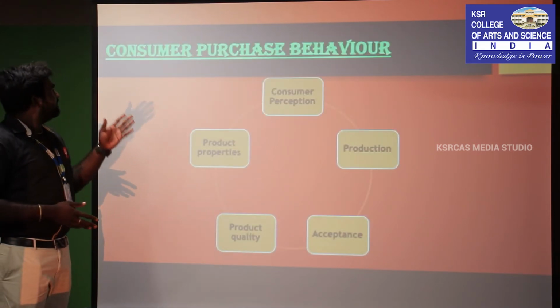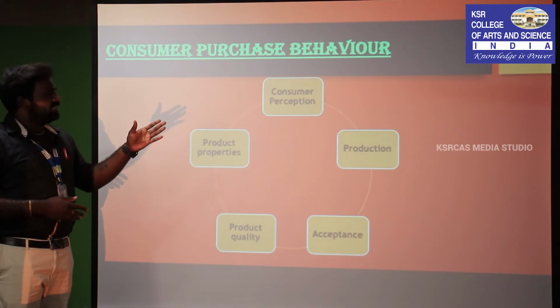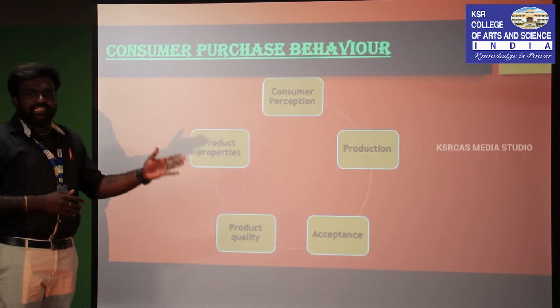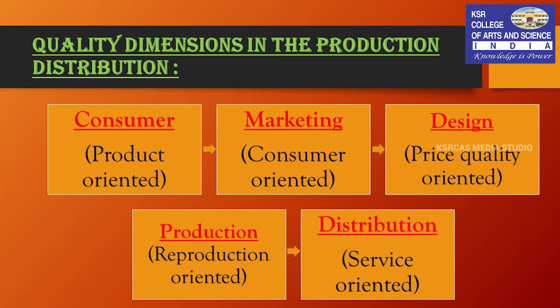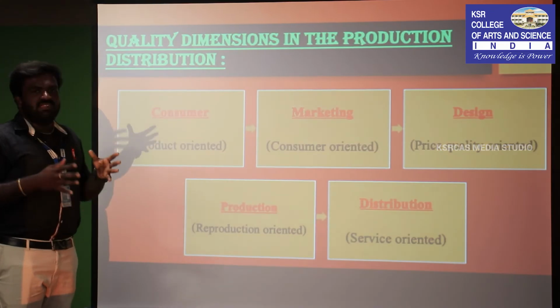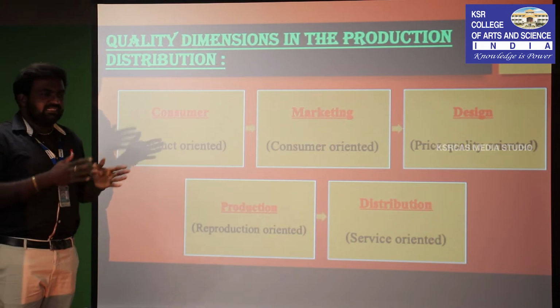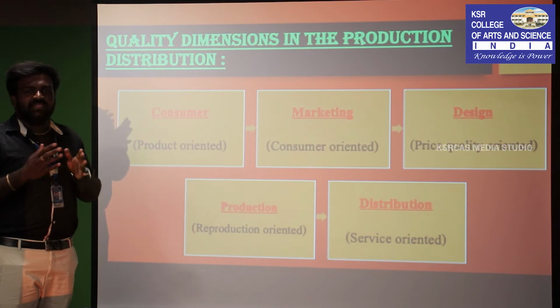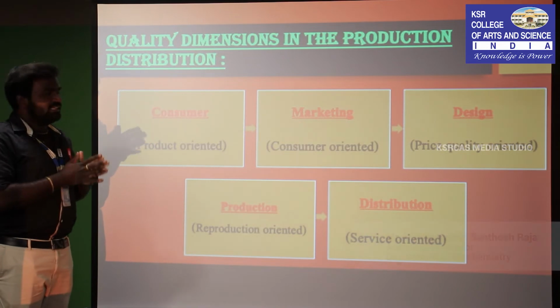In the next slide we discuss consumer purchase behavior. First, it is a flow chart of consumer perception that goes into the production and then acceptance and product quality and then finally product properties. In this slide we discuss the quality dimension in the production and distribution. First one is consumer, which is product oriented. The consumer being product oriented relates to marketing, that is also consumer oriented. These two are the main importance of food quality.